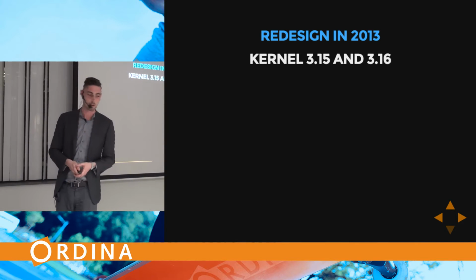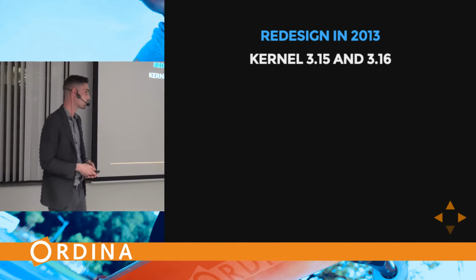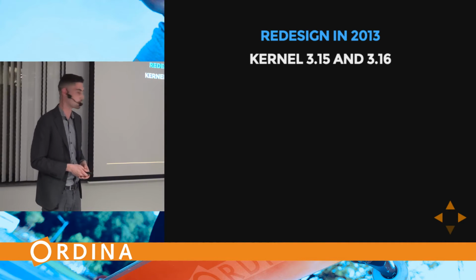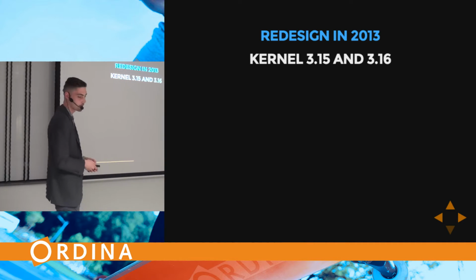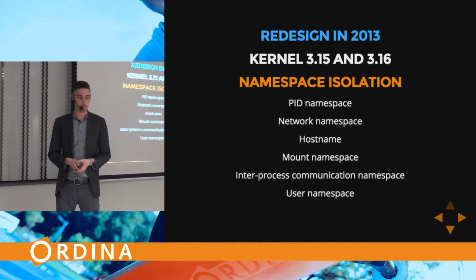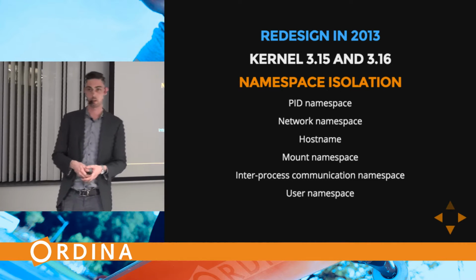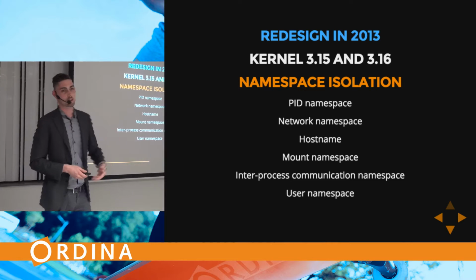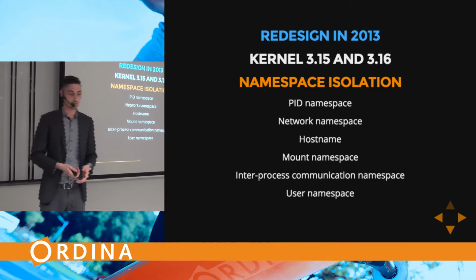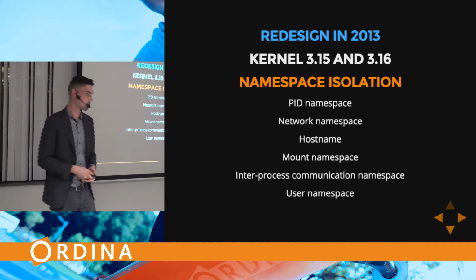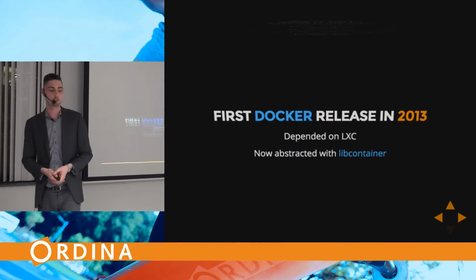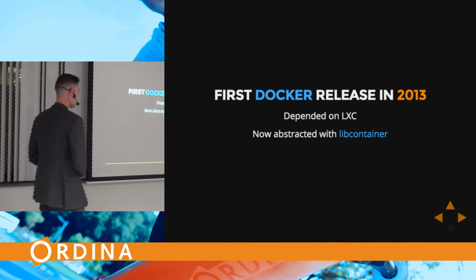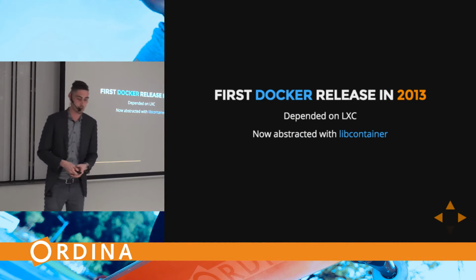And in 2013, there was a redesign for the kernel, and these are the kernels also used as the minimum required for Docker, and they added namespace isolation. So they added a feature to isolate the process ID, the host name, the file system, all the network interface, the user namespace, and that's also why Docker was made possible. So the first Docker release was made by Solomon Hykes in 2013.